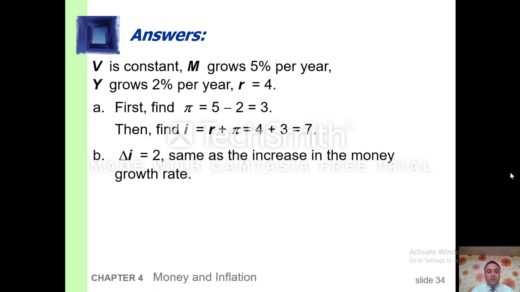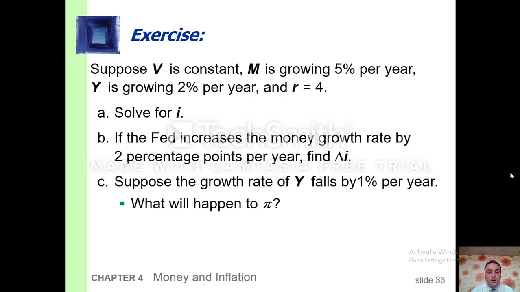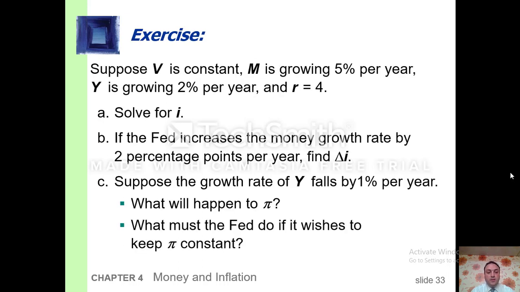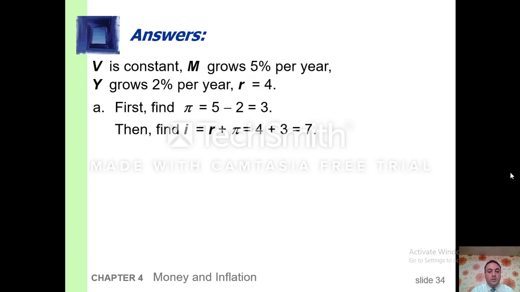Next, we want to find the change in the nominal interest rate. If the central bank increased the money growth rate by 2%, what will be the change in the nominal interest rate? We need to find the new nominal interest rate to find the change in it. So the money growth was 5%. In this case, if it's increased by 2%, it will be 7.